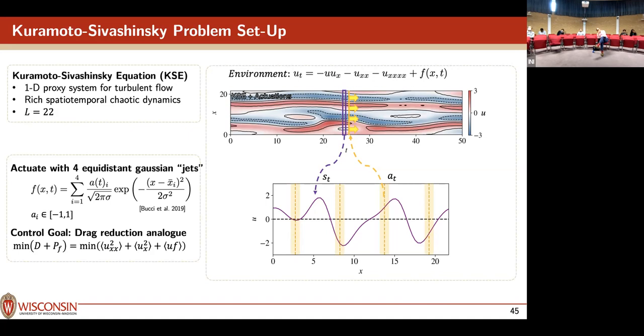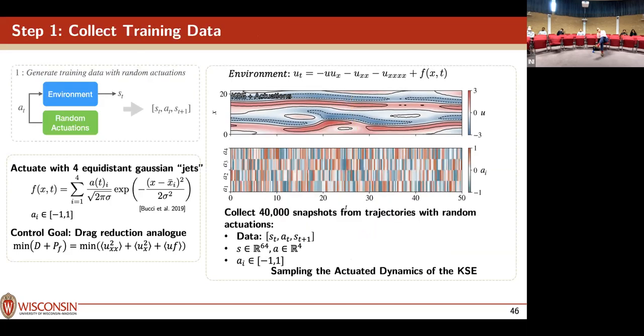And so can we, with these four jets, so basically there's four actuators with an amplitude A sub i, can we find a policy of actuation that will reduce the drag in this system? So here's our drag reduction analog. We're just minimizing the total production, dissipation, and energy cost for actuation.